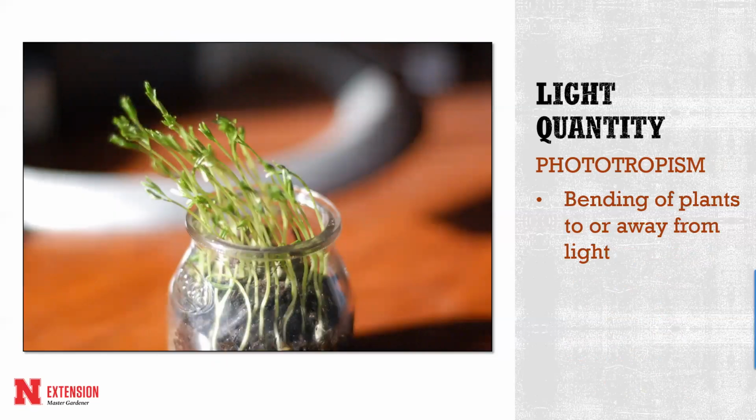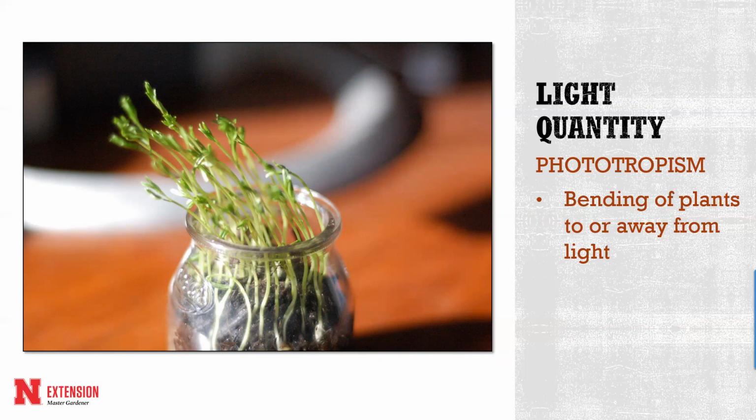Phototropism is the bending of plants to or away from light. If you have positive, your plant is going to grow towards the light. Negative is going to grow away from the light. Philodendron is one that definitely shows negative or positive phototropism in plants. Sunflowers are also another example where you see this.